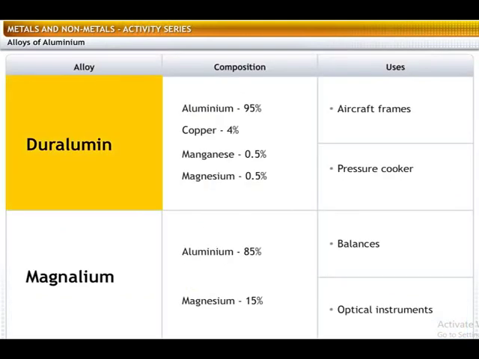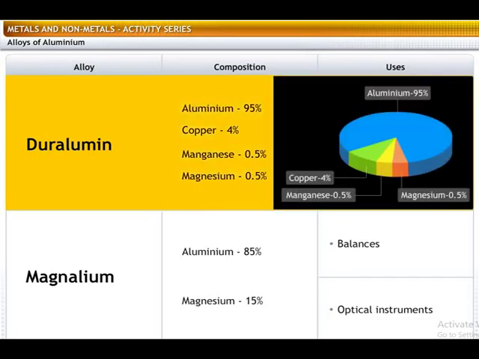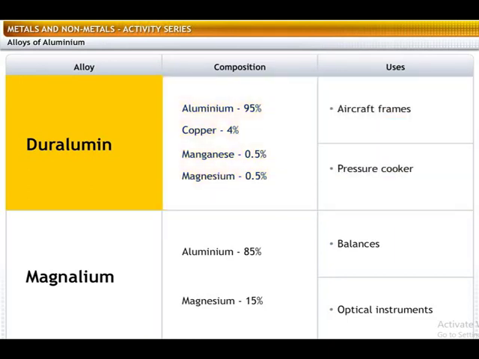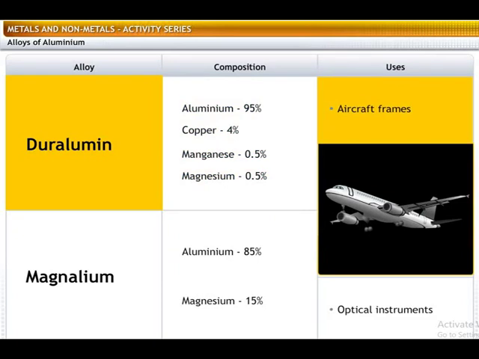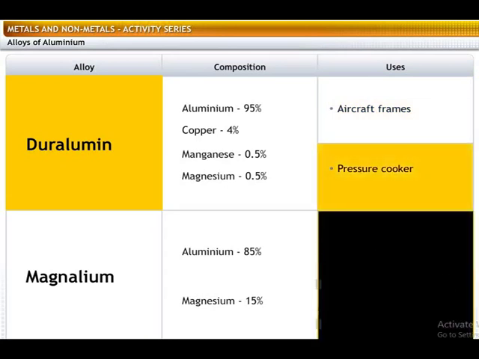Duralumin is a light and tensile alloy of aluminium. Duralumin is composed of 95% of aluminium, 4% of copper, 0.5% of manganese, and 0.5% of magnesium. Let us look at some of the common uses of duralumin. Duralumin is widely used in the aircraft industry. This is because of its lightness and other desirable physical properties. It is also used in making pressure cookers to withstand high temperatures.